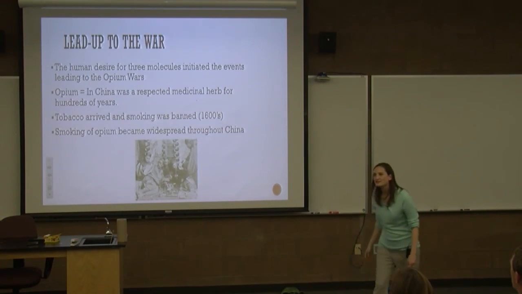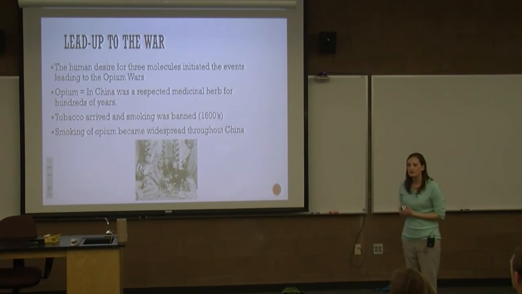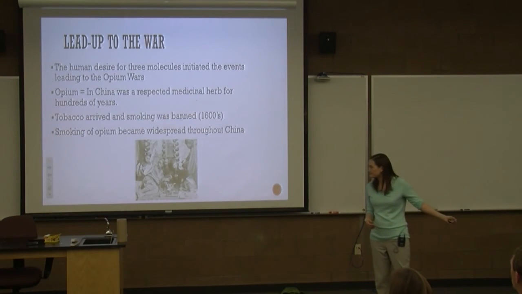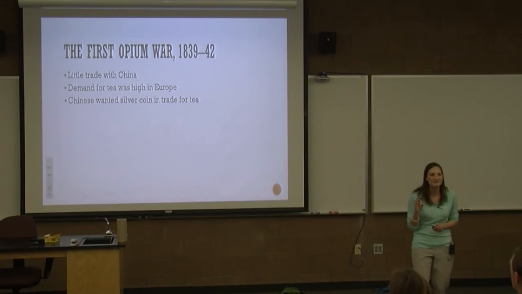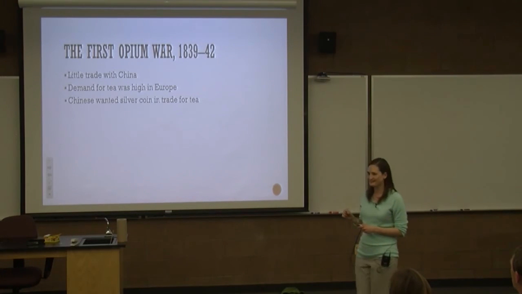And so eventually, smoking opium and growing opium poppies was illegal. It was too late, though. There was too much of an underground network, and so opium smoking kept on going, and people in China wanted opium. Okay, so now we're missing our third alkaloid, caffeine.